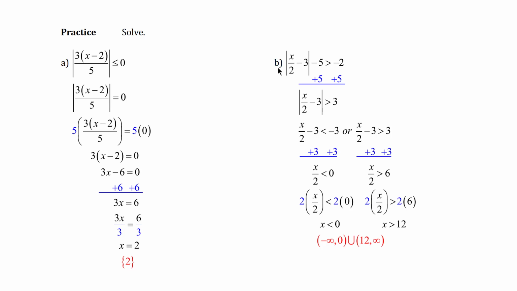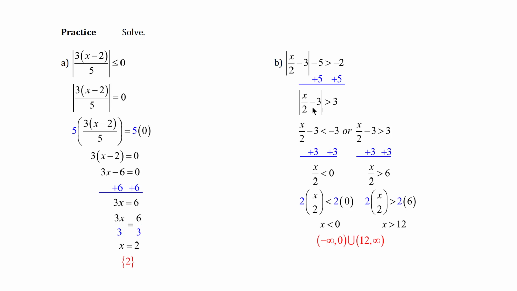Moving on to part B, the first step is isolating the absolute value. To do this, we get rid of the minus 5, so we just add 5 to both sides of the inequality. Simplifying the left-hand side, the minus 5 and the plus 5 will cancel out, and then we bring down the absolute value. On the right-hand side, minus 2 plus 5 will give us 3. The result is the absolute value of x over 2 minus 3 greater than 3.